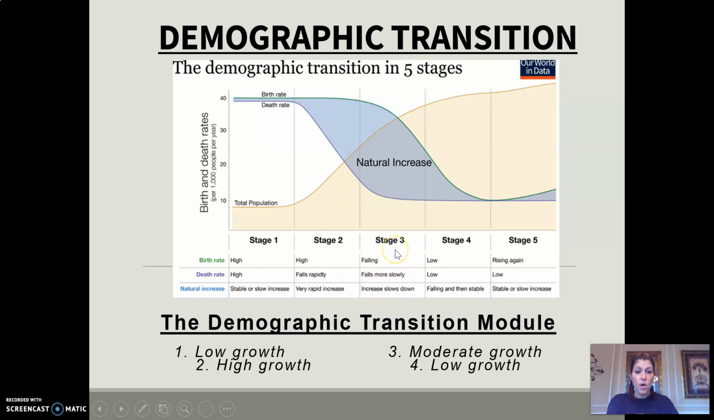For stage 3, we'll see birth rates beginning to fall. Death rates won't drop the same way that they did in stage 2, but they'll continue to decline, and we'll see moderate growth. In the 4th stage, we'll see low birth rates, low death rates, and low growth. So if we look at the 4 stages, 1 and 4 have low growth. However, high birth and death rates in stage 1 and low birth and death rates in stage 4. And then in stage 5, we may see growth rates dropping to negative. So we're really going to see populations decline.